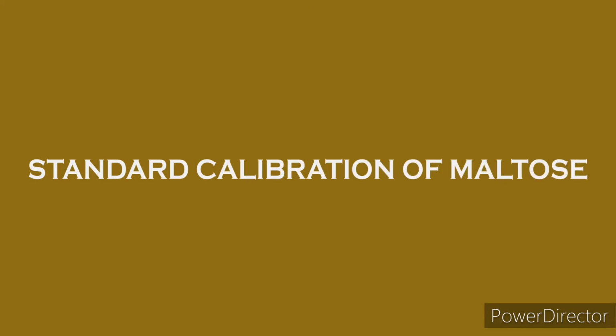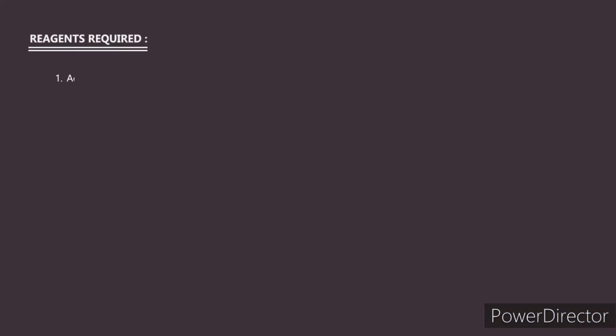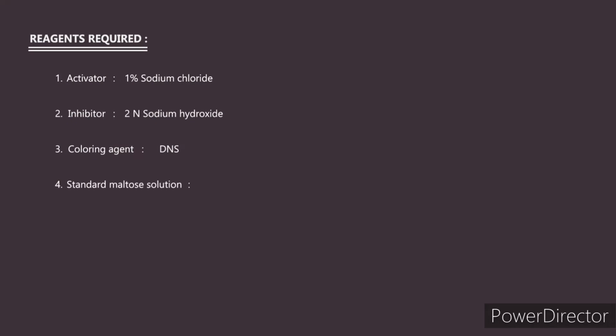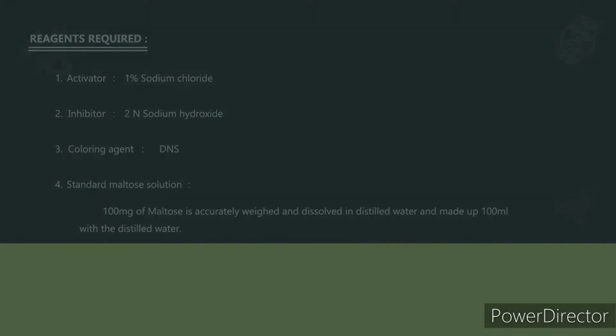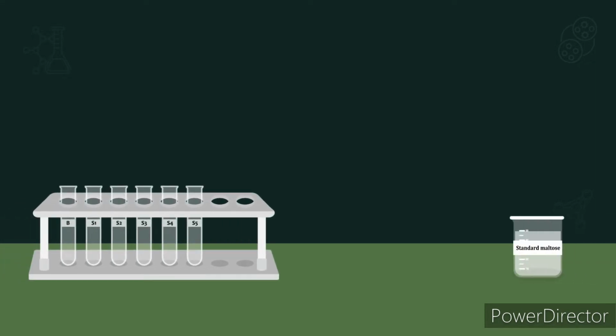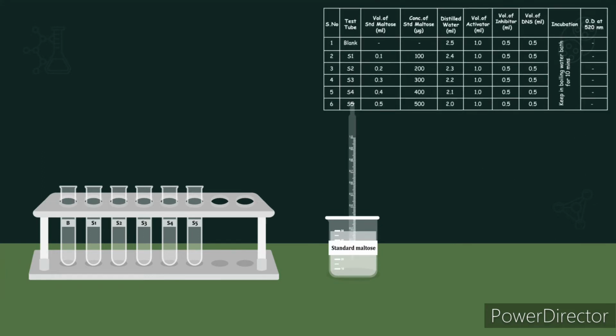So first we look at the standard calibration of maltose. Activator is sodium chloride, inhibitor is sodium hydroxide, coloring agent is DNS, and 100 milligram of maltose is dissolved in distilled water for standard calibration curve measurements.